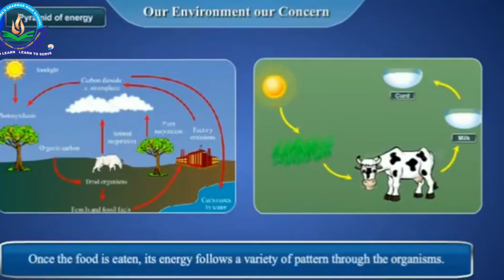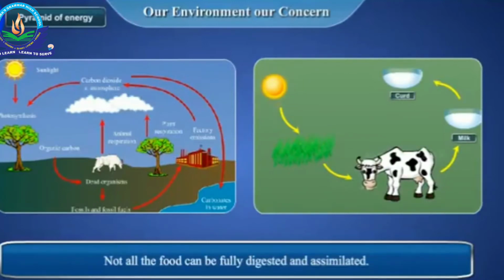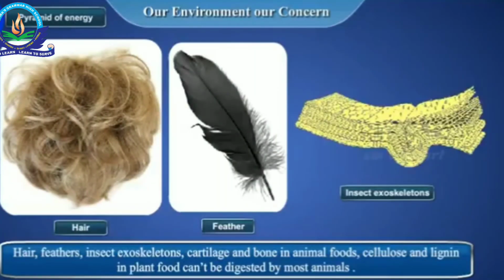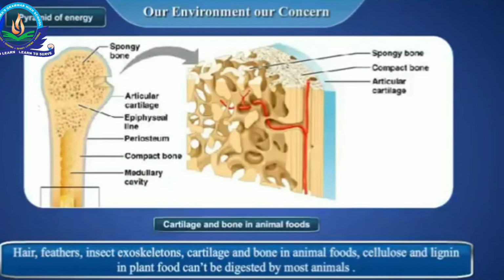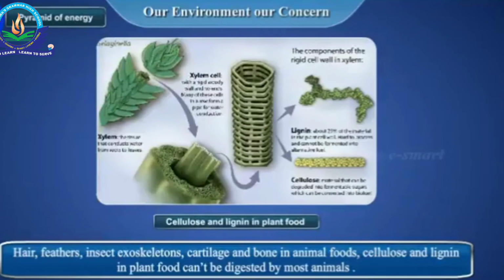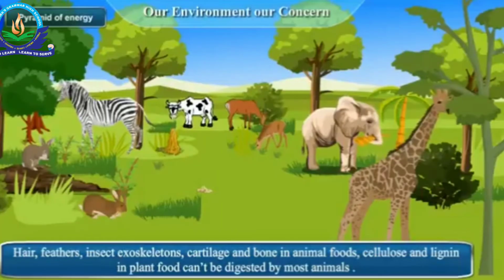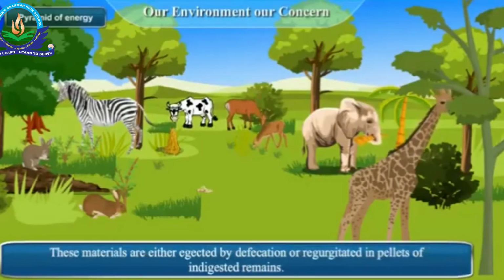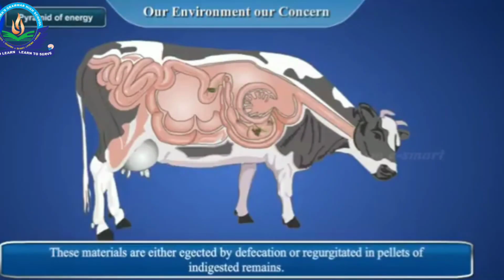Once the food is eaten, its energy follows a variety of patterns through the organisms. Not all the food can be fully digested and assimilated. Hair, feathers, insect exoskeletons, cartilage, and bone in animal foods, cellulose and lignin in plant foods cannot be digested by most animals. These materials are either ejected by defecation or regurgitated in pellets of undigested remains.